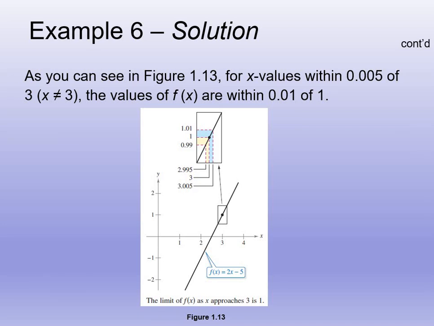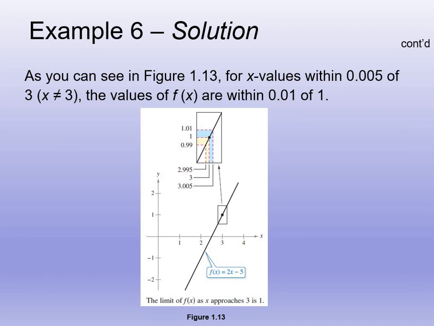Well, we don't need to worry about the limit. The limit was given to us already. If we just look at the graph, it's 1. There's a closed circle there. So the limit as x approaches 3 of 2x minus 5 is equal to 1. That was given to us, but that wasn't the point of the problem. The point of the problem was to find the delta given the epsilon.